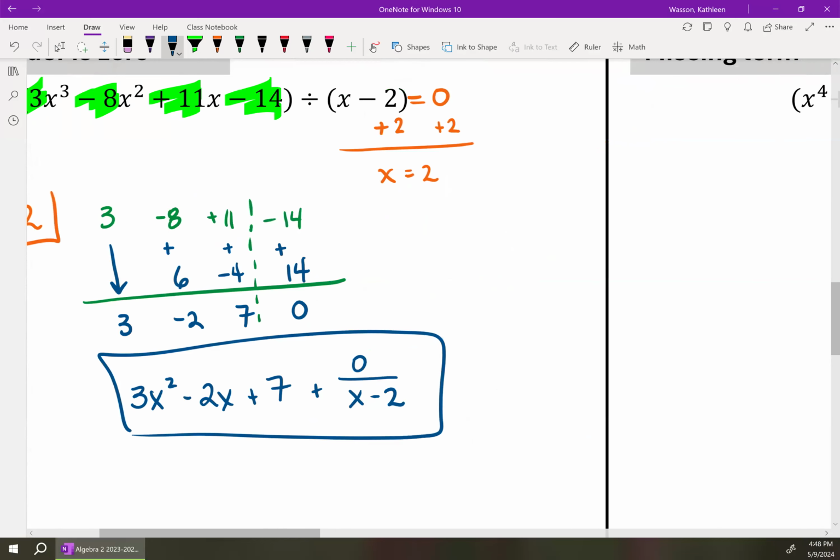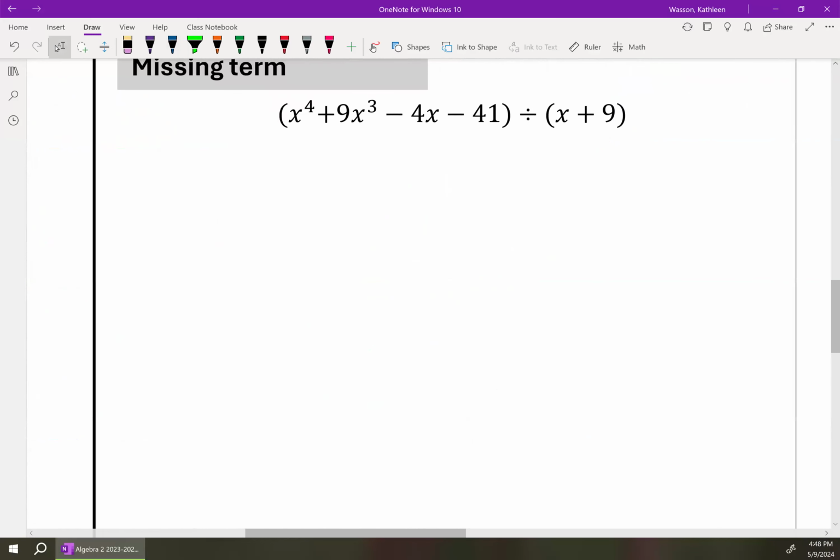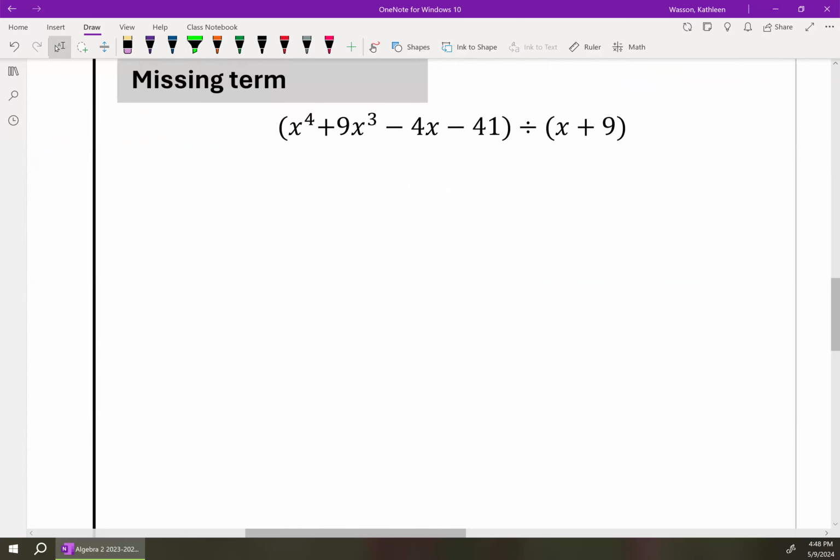Here's another example. x to the fourth plus 9x to the third minus 4x minus 41. The first thing we do is check and make sure these are in order from most to least with no gaps. And when I do that, I see that there's no x squared. So I will put 0x squared when I write all my coefficients and the constant down so that I have a placeholder and all of the exponents are represented.